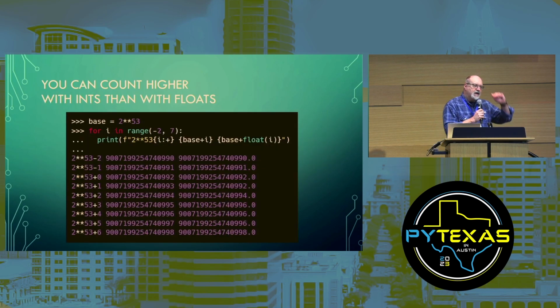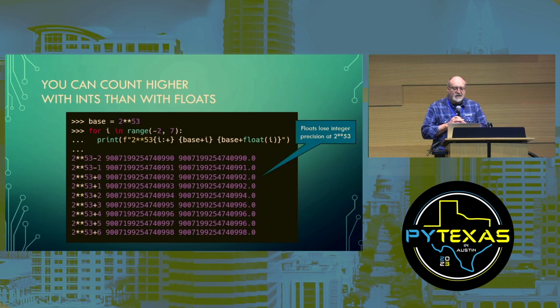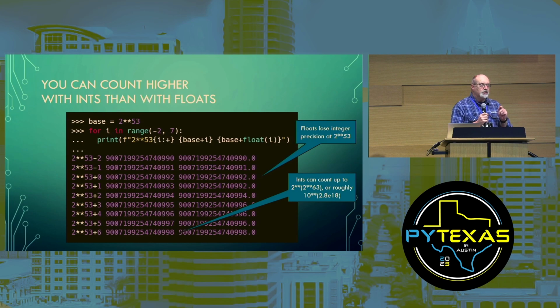Okay, you can count higher with ints than you can with floats. Here's a little loop that displays values around 2 to the 53rd. And you'll see that floats lose integer precision at 2 to the 53rd. Sometimes the values go higher, sometimes lower. Integers, you can count as high as 2 to the 63rd. It's about a 2 followed by a billion zeros. That's a theoretical limit. I tried to reach something close to that, and I blew up my memory.